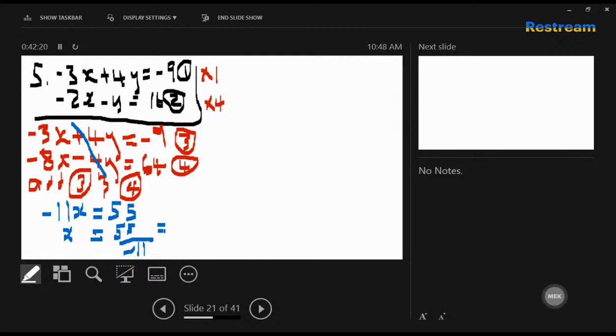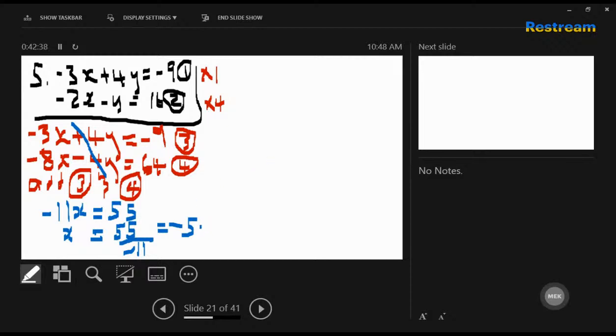And that's going to give negative 5. So we have solved for x. Remember, it's 2 variables. So you can't just solve for one and think that you're done. You have to solve for both of them. So x is negative 5.